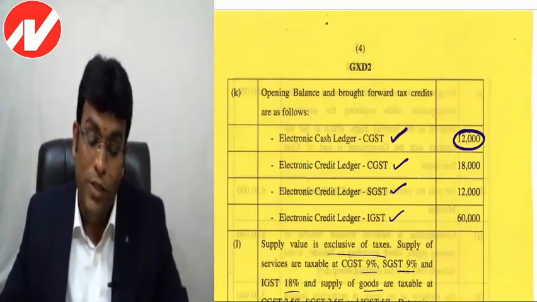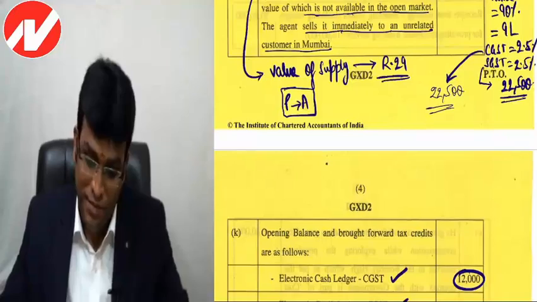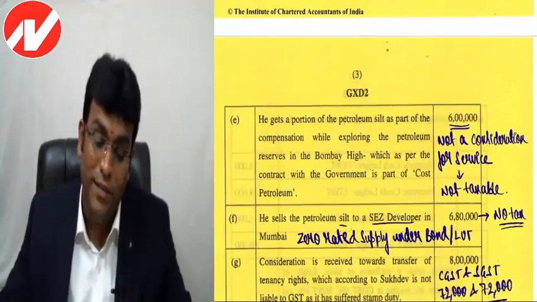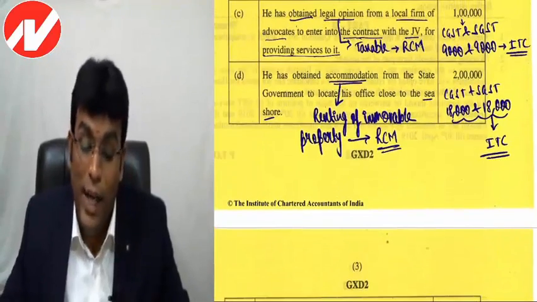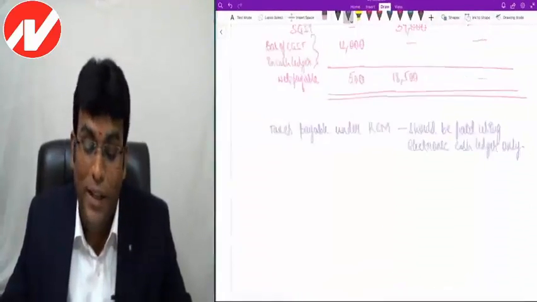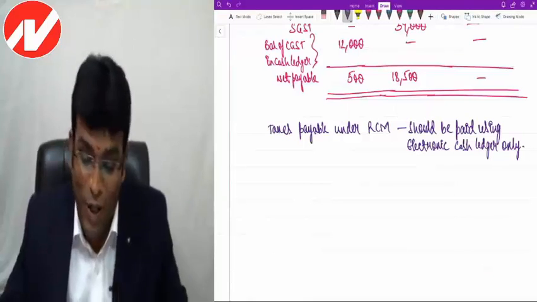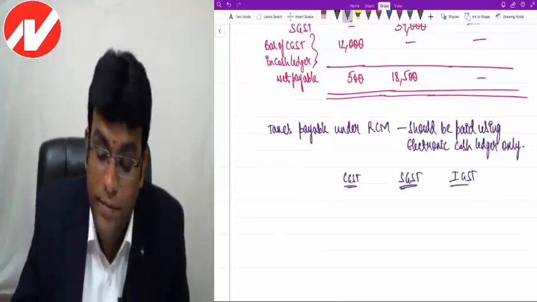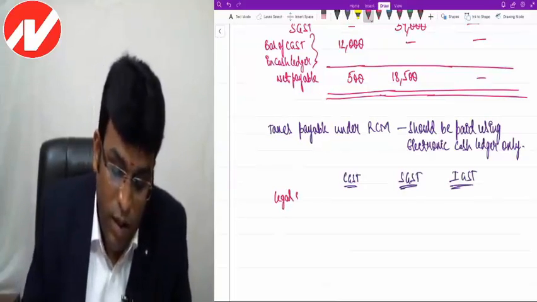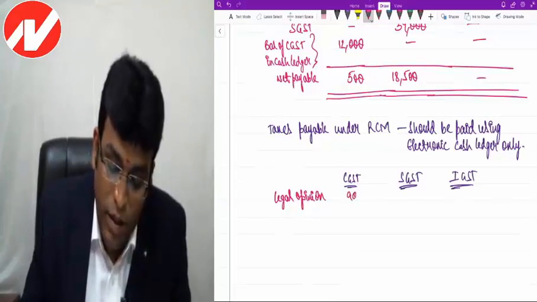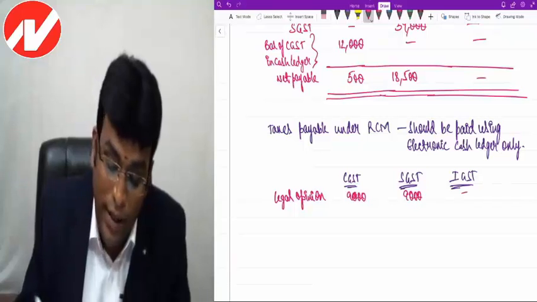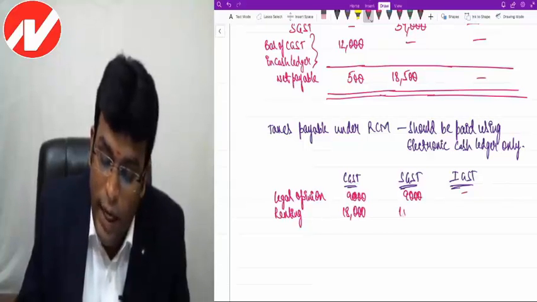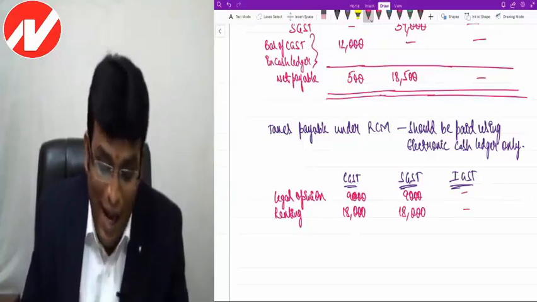Come on friends, what was that we are supposed to pay using that electronic cash ledger under RCM, friends? Come on, RCM, what all we had? First we had a point about legal opinion, 9,000. Renting of property, 18,000. Correct or not? CGST, SGST, IGST. Legal opinion, 9,000. Then renting of property, 18,000. Finally, last one, assignment of rights.